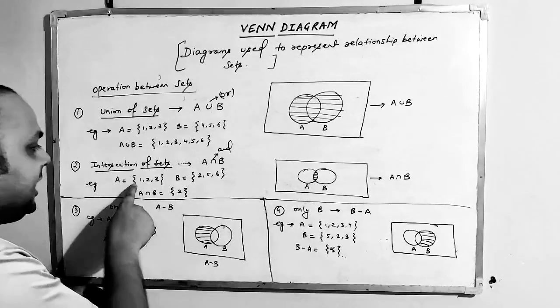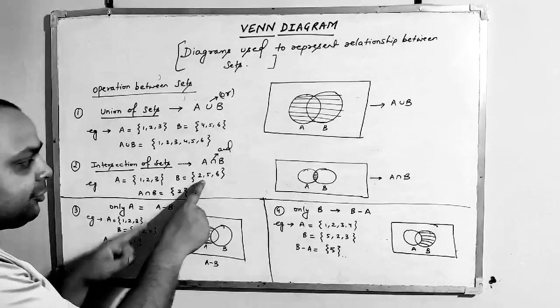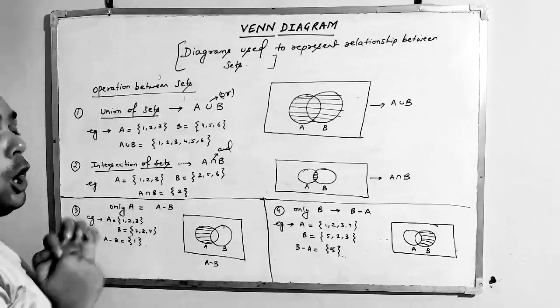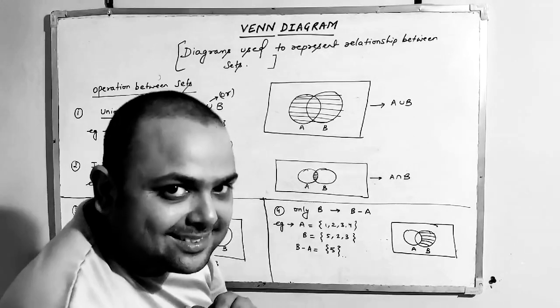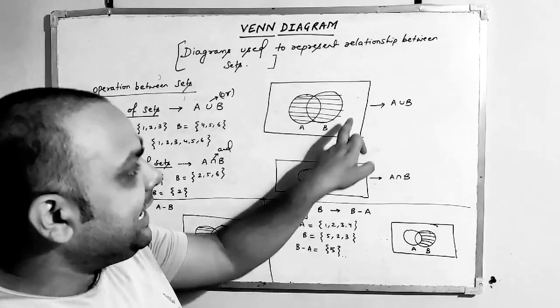That is, if A is 1 2 3, B is 2 5 6. What is common here? 2. So this is called intersection. Like this is the common in both the sets. These are called the Venn diagrams.